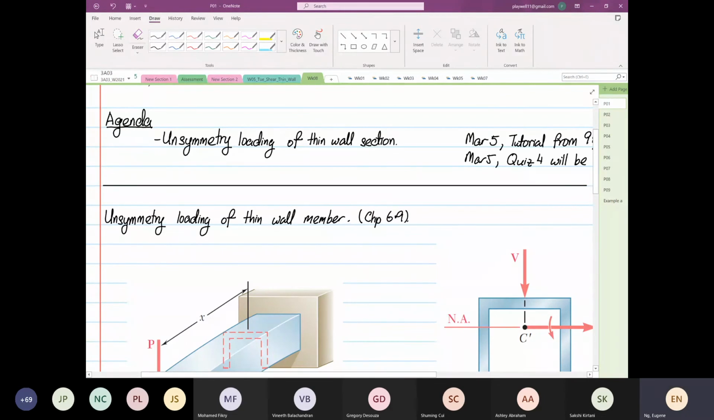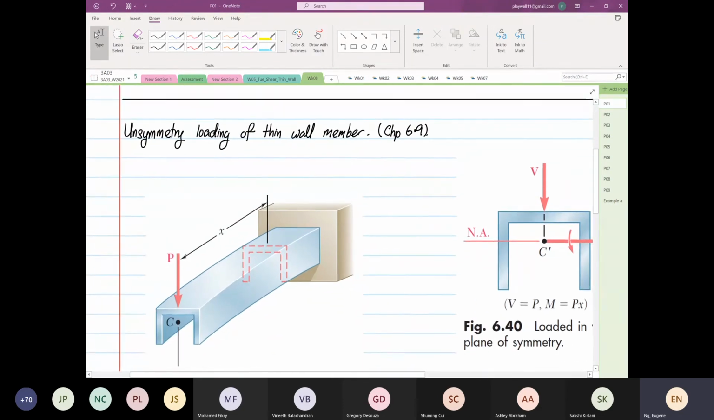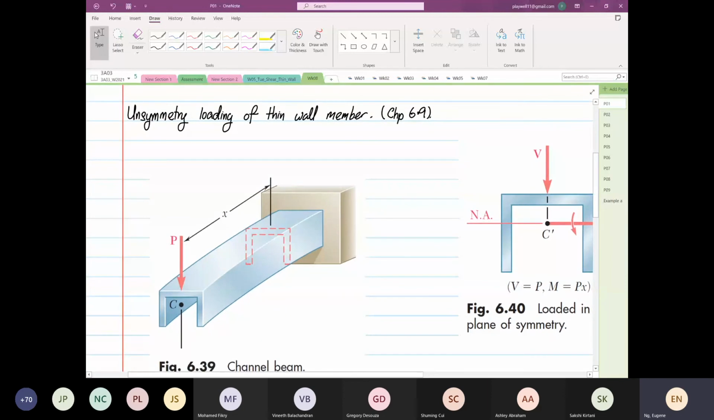6.9. Okay. So now let me tell you what is symmetry loading first. What you see in this diagram, by the way, this diagram is on Avenue to Learn. You should go and download them. Don't draw them. So this is the condition of symmetrical loading.